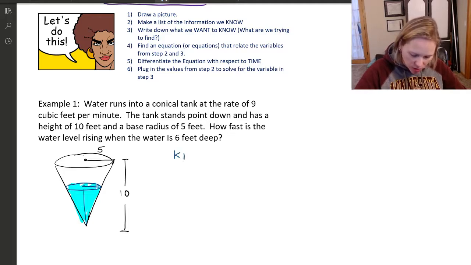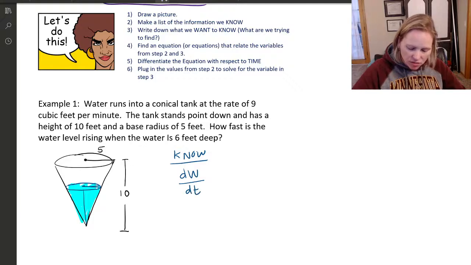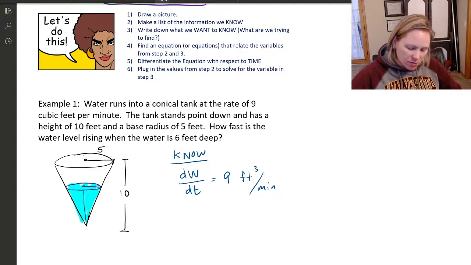So what do we know? We know that the water is changing at a rate of 9 cubic feet per minute. So I'm going to go ahead and write that down, dW/dt. So this is a rate. The rate of change of the water is 9 cubic feet per minute. I'm going to include those units. So let's see. The base radius is 5.